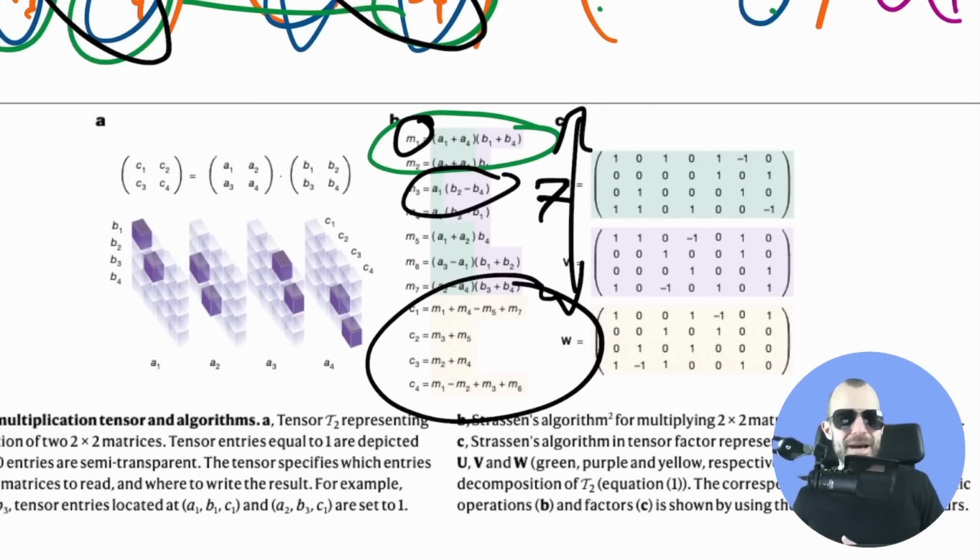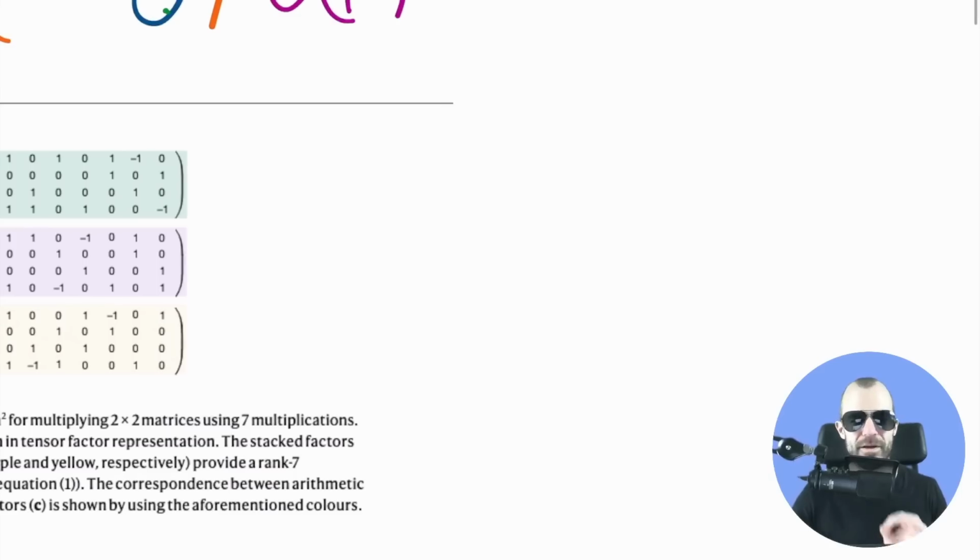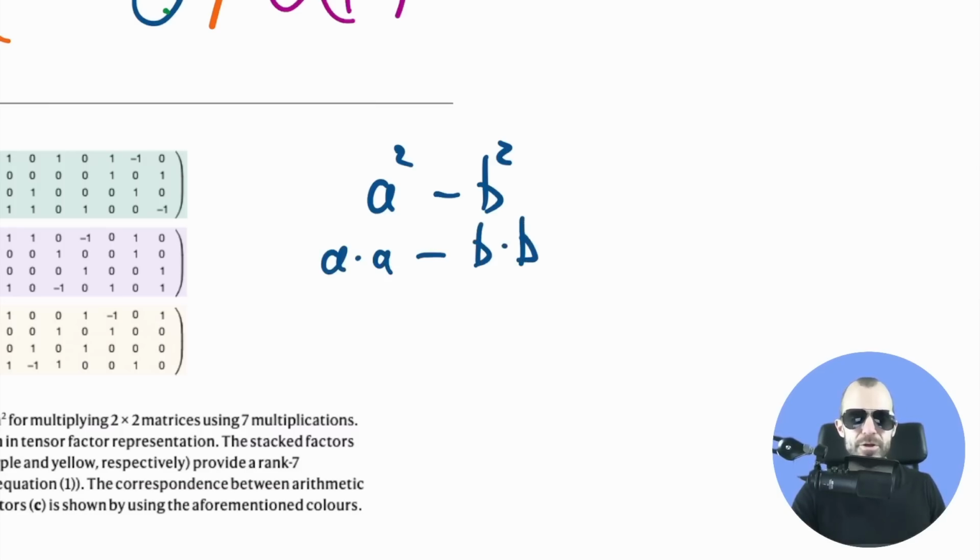And that seems like magic, right? It seems like it shouldn't be possible. But I'm going to convince you that it is with a simple example. In fact, you already know this. If you, for example, take the following. So take a squared minus b squared. Right? This is a very common formula in sort of high school algebra. So that is a times a minus b times b. Two multiplications, right? One multiplication here, one multiplication here.